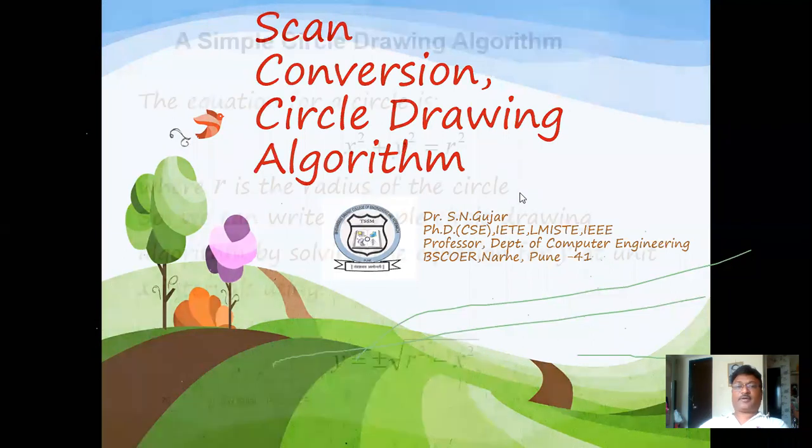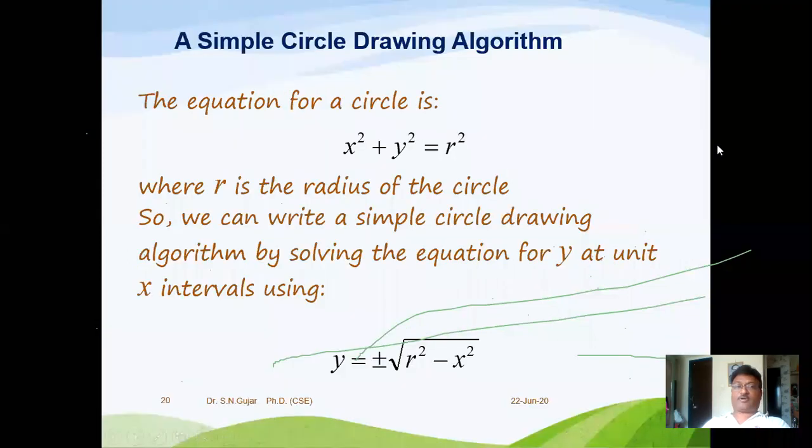Now, how are we going to start the circle drawing algorithm? First of all, the equation of the circle. All of you know the equation of the circle is x square plus y square equal to r square, where r is the radius of the circle. We can write a simple circle drawing algorithm by solving the equation for y at unit x intervals, using y is equal to plus or minus the square root of r square minus x square. So this is the equation we are going to take.